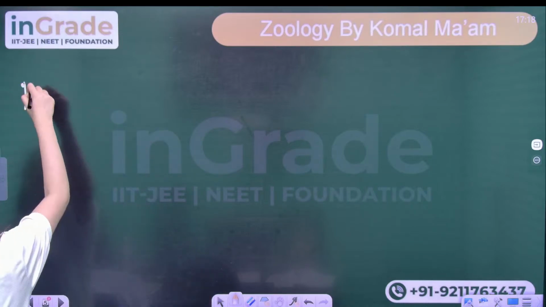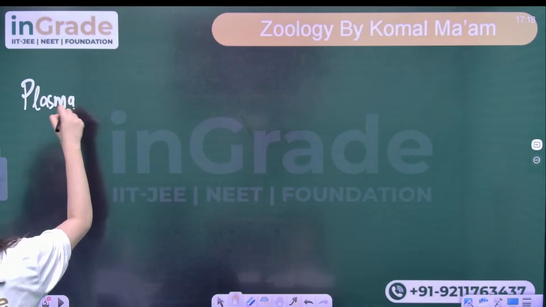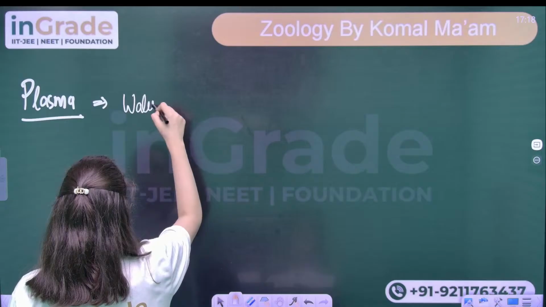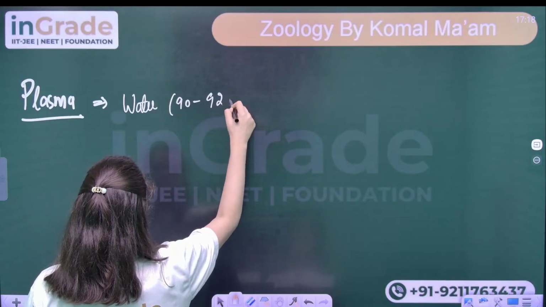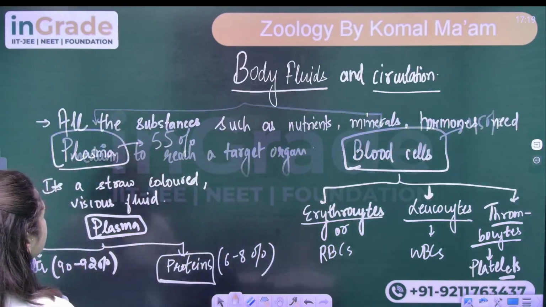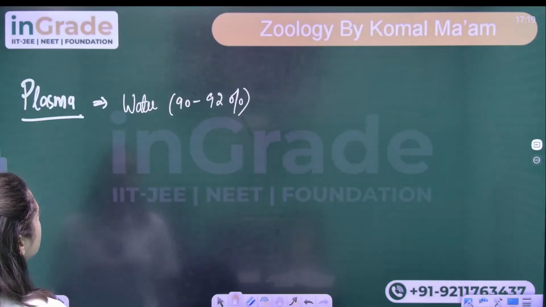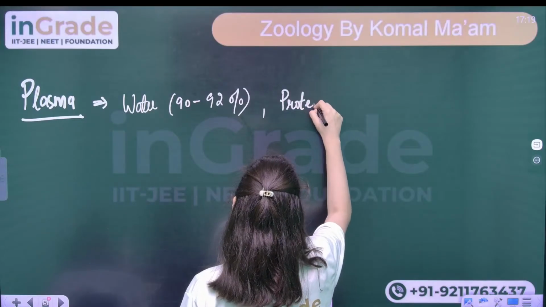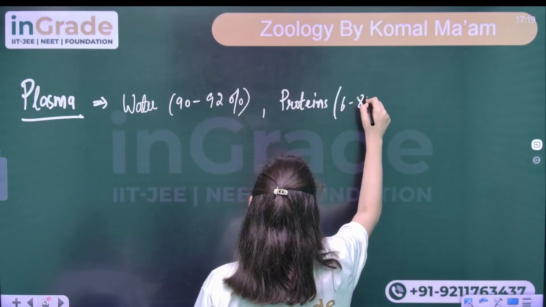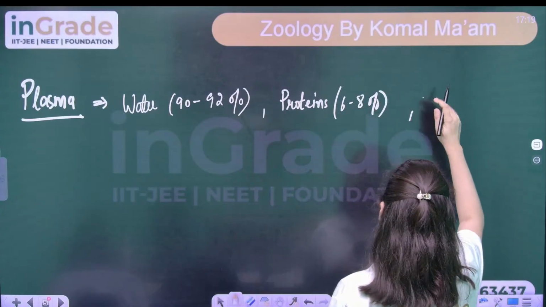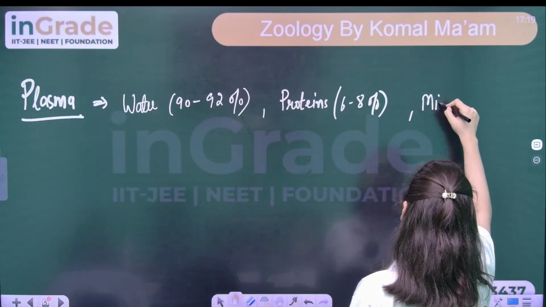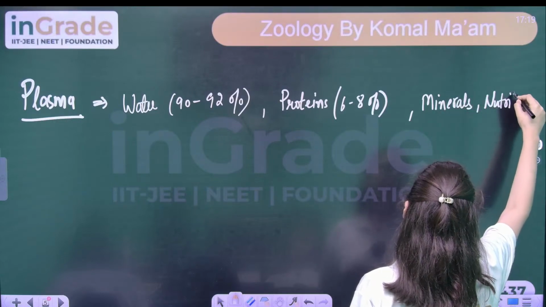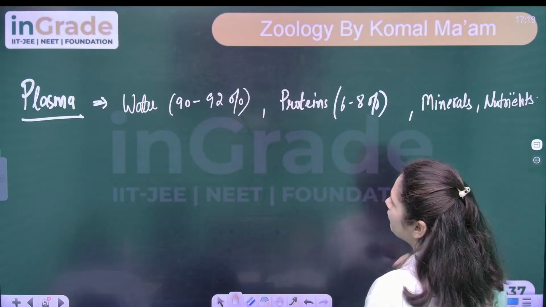Plasma में जो आपके पास मैंने आपको बताया था, 90 to 92% वाटर है. ठीक है, 90 to 92% इसमें वाटर है आपके पास. ठीक है, उसके बाद you have proteins around 6 to 8%. Then we have minerals, nutrients. Okay, so these are the things which we have in the plasma.